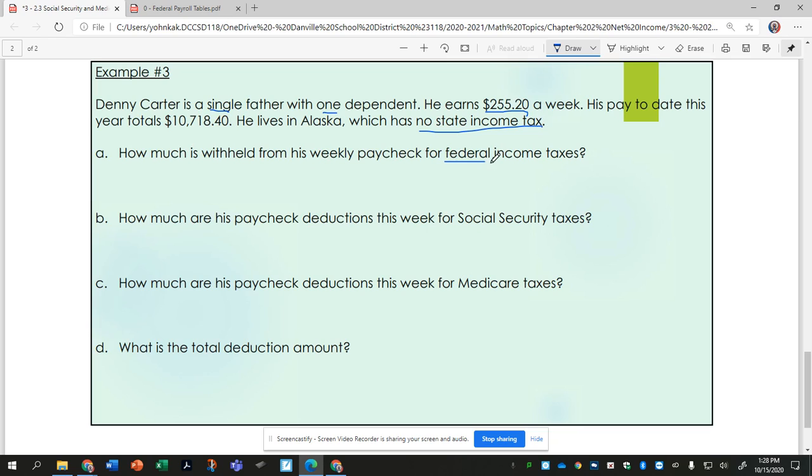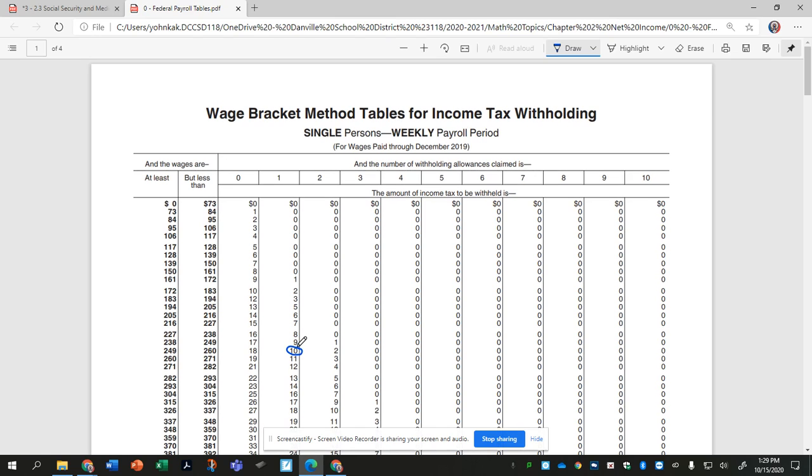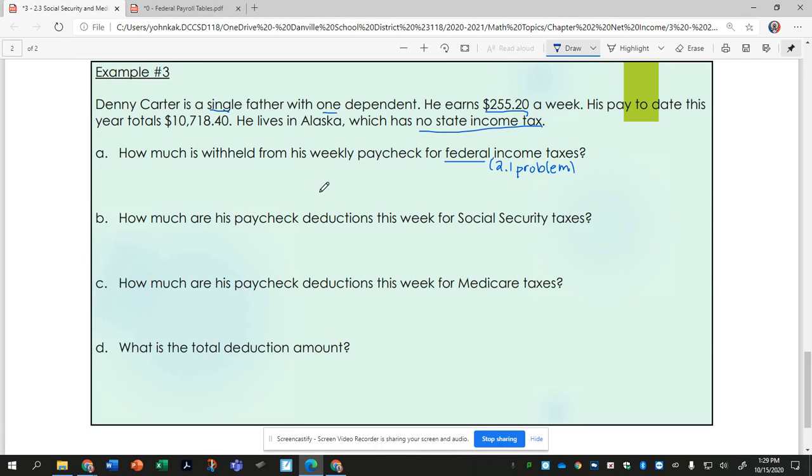Federal income tax is a 2.1 problem. So we need to get out our federal income tax tables and look up single 1 255. Single 1, 255 is going to put us right here at 10. So $10 is withheld from his weekly paycheck for federal income tax.